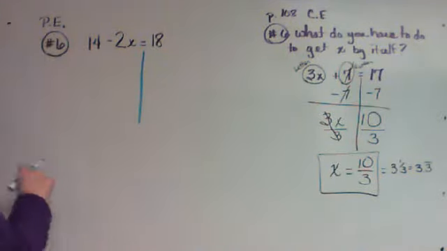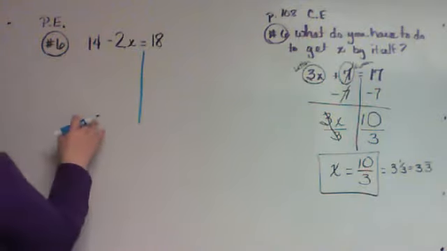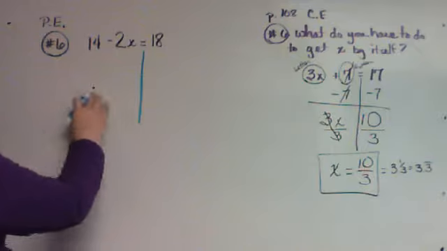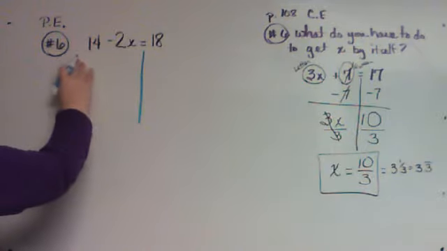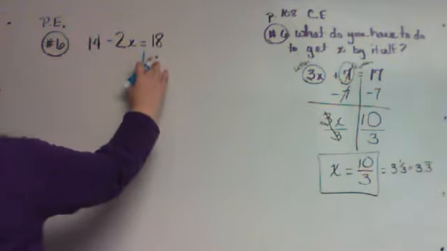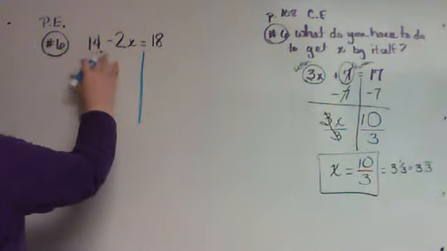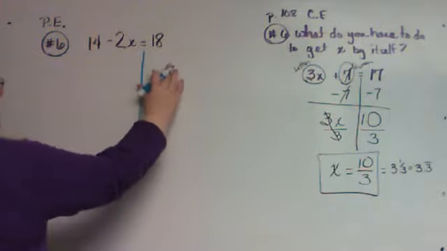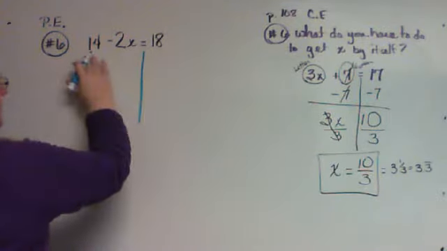Second step, simplify both sides. So, do I have any parentheses? No. Any fractions? No. Any like terms on this side? No. Any like terms on that side? No. Do I have all my letters on this side? Yes, because that's the left side. Do I have all my numbers on this side? No, because I got 14.